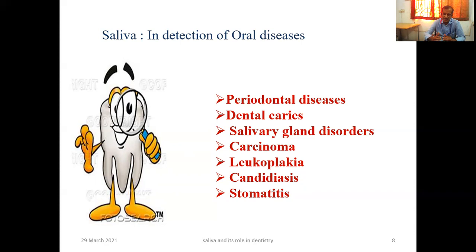Suppose any bite difference is there, patients having a cross bite or a deep bite, then there is a chance for the patient to hurt the minor salivary glands, more commonly seen in the lower lip. So it turns out to be a mucocele.